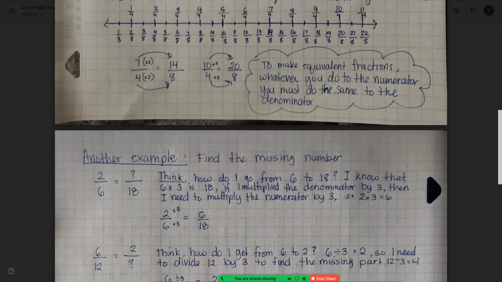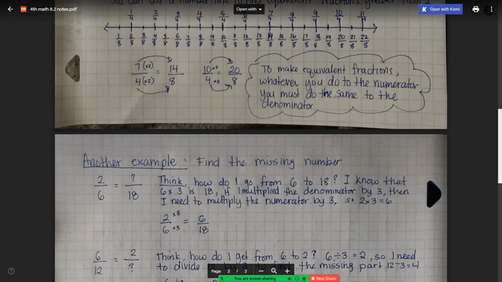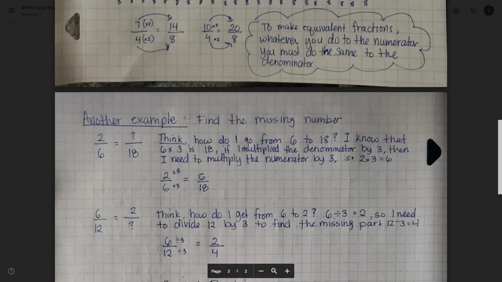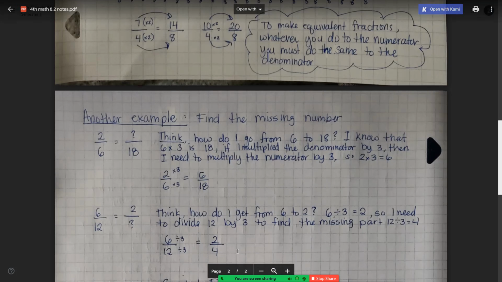Now let's do one with the denominator that's missing. Now over here we have 6/12 equals 2 over something. So remember, you can use multiplication or division. They're inverse operations. So how do I get from 6 to 2? What do I need to divide by to go from 6 to 2? Well, I know 6 divided by 3 equals 2. So if I divided my 6 by 3, I also need to divide my 12 by 3. So 12 divided by 3 equals 4. So 6 over 12 is equal to 2 over 4.